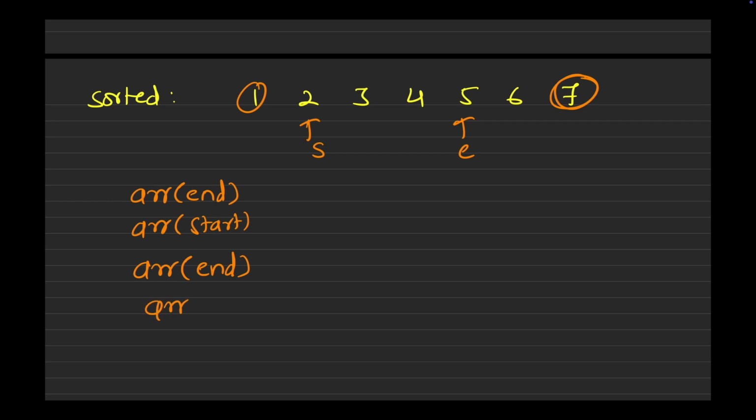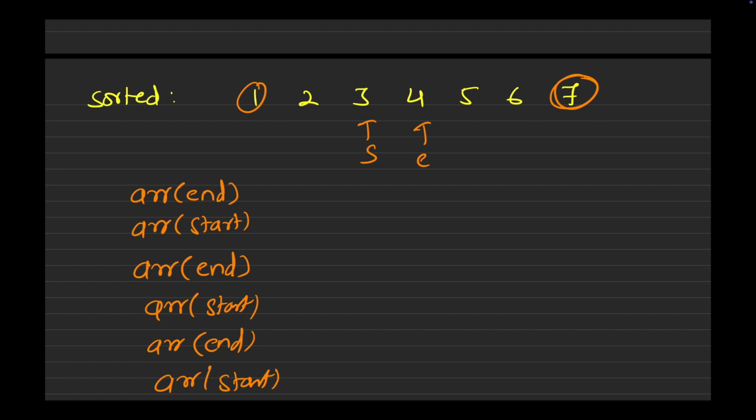So the smallest is present at the start index. So I will simply print the start index element and take it one position ahead, right? Now I again want the largest. So I will simply print the element present at the end index and take this end index position back by 1. And now I want the smallest. So I will simply print the element present at start index, and I will take the position 1 ahead. Now see, both the pointers are pointing to the same element.